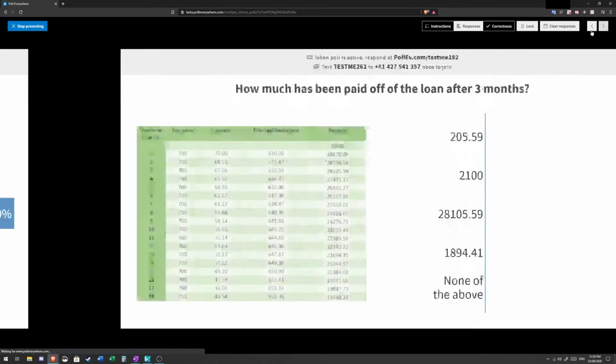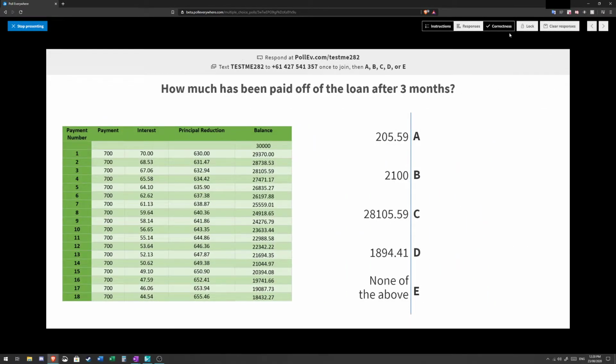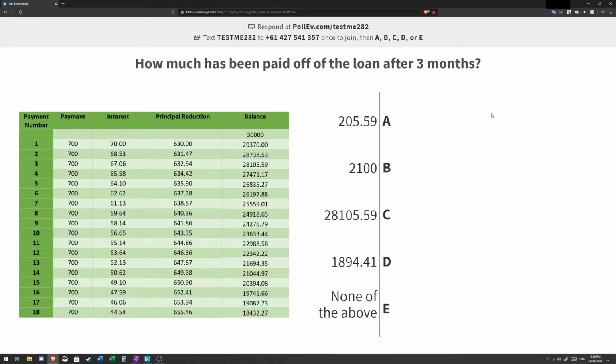So, if we move to the next question, I'm not sure. Okay, and yeah, this is now, I probably shouldn't have said it. So, this is the next question. How much has been paid off of the loan after 3 months?